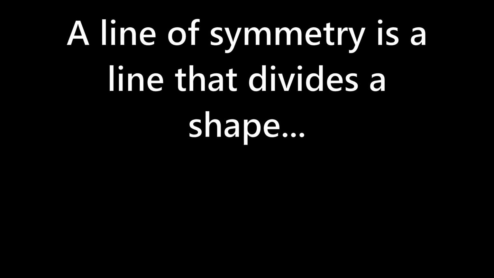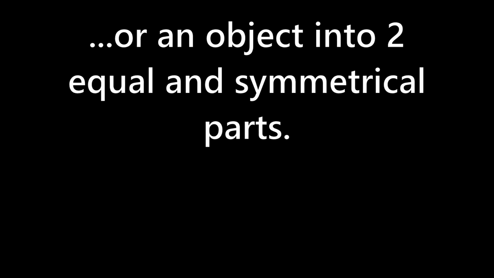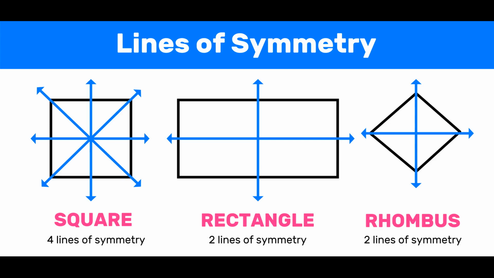10.4 Line Symmetry. A line of symmetry is the line that divides a shape or an object into two equal and symmetrical parts. As the photo shows, we have a square with 4 lines of symmetry, a rectangle with 2 lines of symmetry, and a rhombus with 2 lines of symmetry.